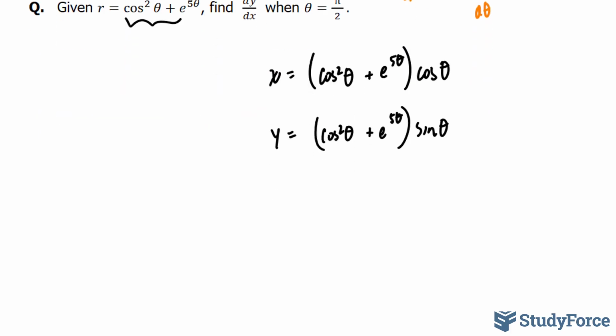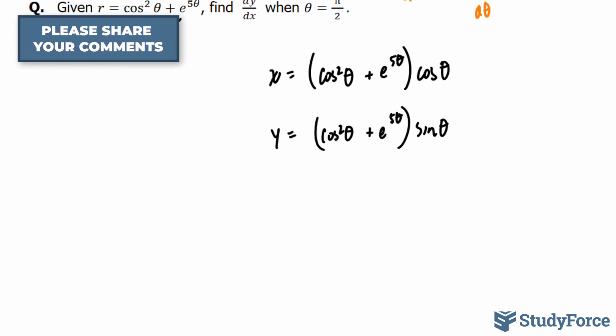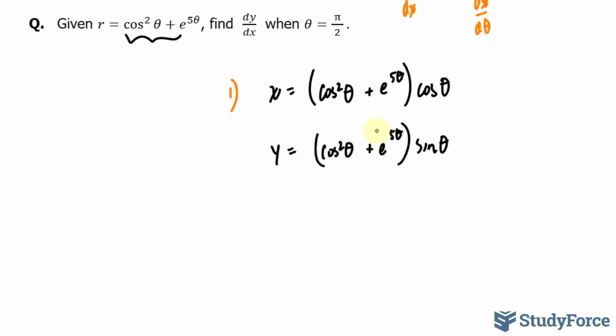Next, what I'll do is find the derivative of both of these equations with respect to theta. Let's start with the first one. The derivative of this equation can be represented as dx over d theta. And we'll start by finding the derivative of this factor and then multiply it to cosine theta, plus this expression times the derivative of cosine theta. Let's go ahead and do that.